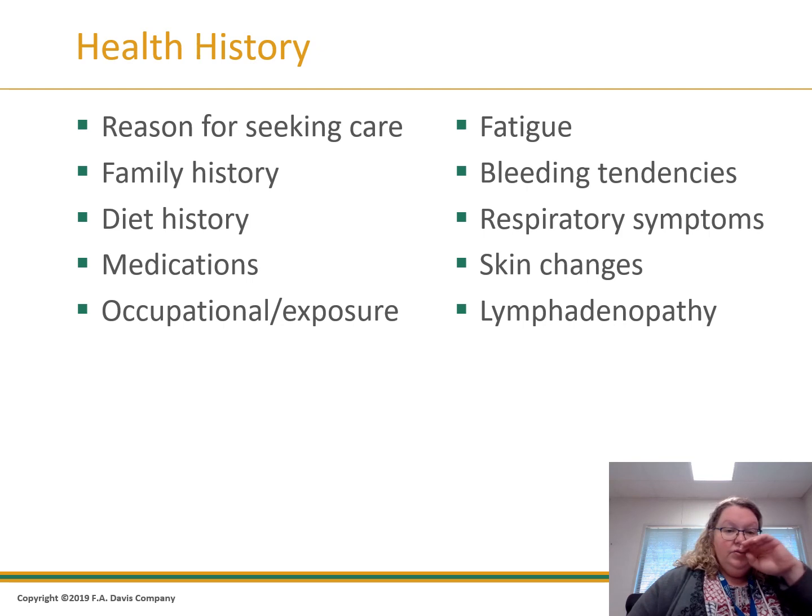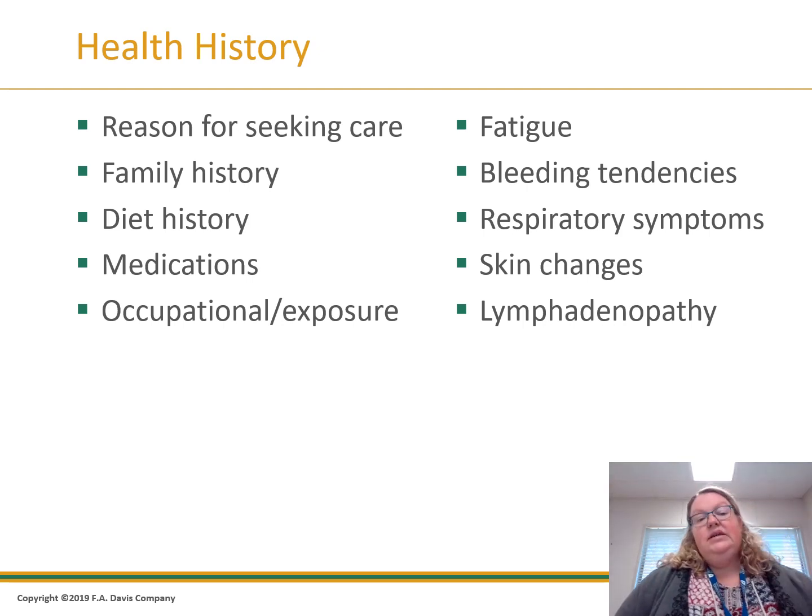So a health history needs to be taken. So reason for seeking care. Why are you here? What are your signs and symptoms? What's your family history? Does infection run in your family? Some people are just more infectious than others. I don't know what it is, but they're more susceptible to infections. Like I know a whole family that has to go get immunoglobulin infusions every couple months or so because generally their immune system is really bad.